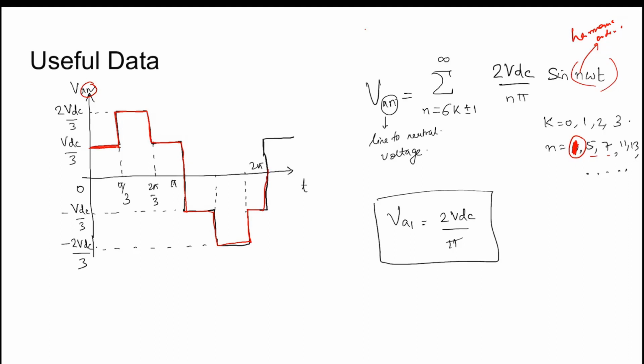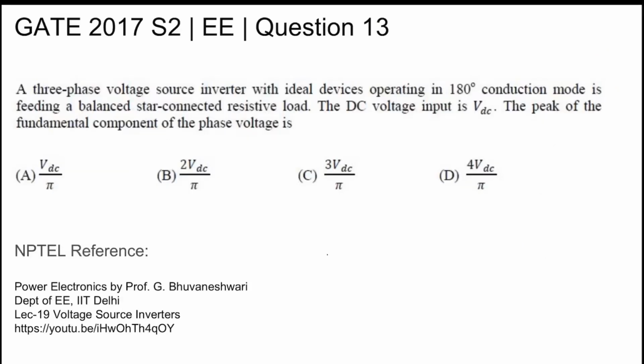And then we see for putting n equal to 1, the VA1, that is the fundamental line to neutral voltage component, that is the peak value of the fundamental phase voltage, is coming out to be 2 VDC by pi. So this is the peak value of the fundamental component of phase voltage. So 2 VDC by pi is the answer. Option B is the correct option.